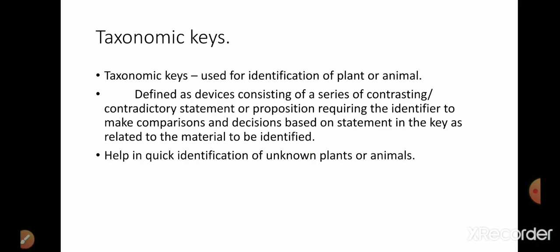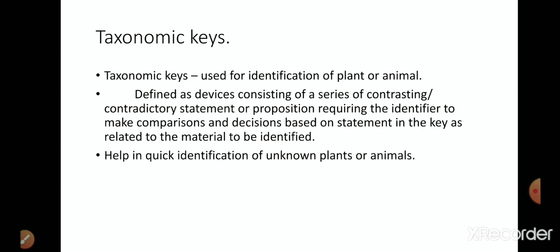Basically, we know that taxonomic keys are used for the identification of plants and animals, because on our earth a variety of organisms live and survive. These organisms show diversity, and this diversity confuses us in identifying them, so we have to classify them according to their characters based on anatomy, embryology, paleontology or many other aspects. For the identification, we use taxonomic keys.